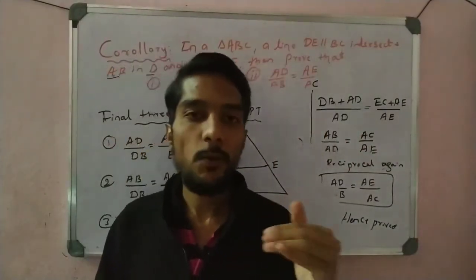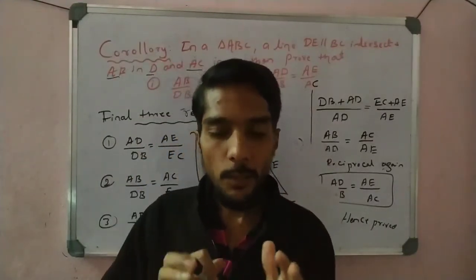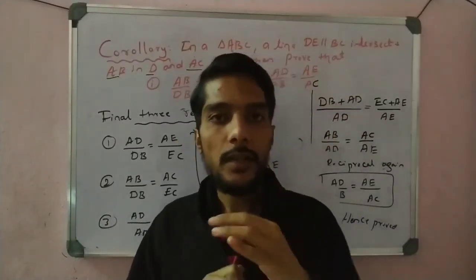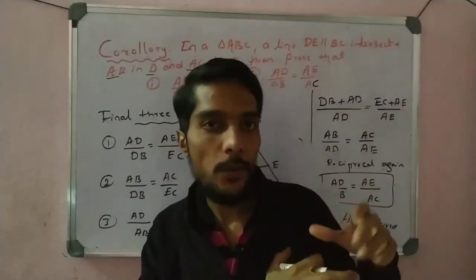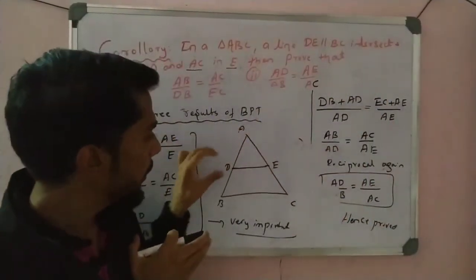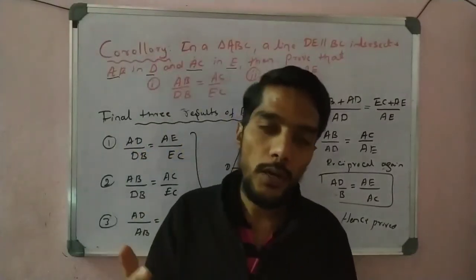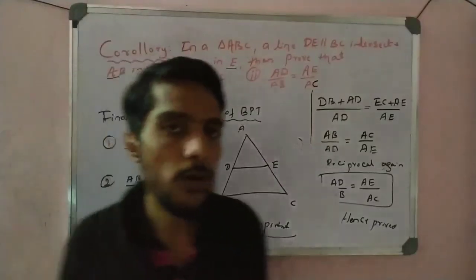Similar triangles: corresponding angles are equal and corresponding sides are in proportion. After that, the BPT theorem, the basic proportionality theorem: if a line is drawn parallel to one side of a triangle, then the corresponding sides are in proportion, that is AD and DB is proportional to AE and EC. This is the proof, and after that we use the 2 corollaries. So this is a very important result we have to remember.